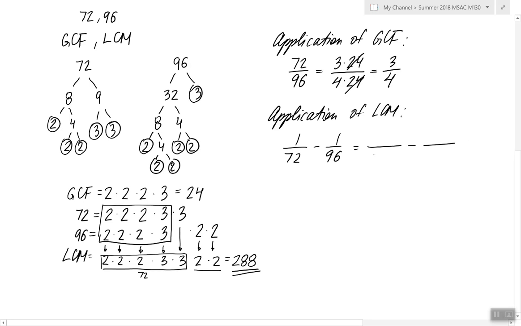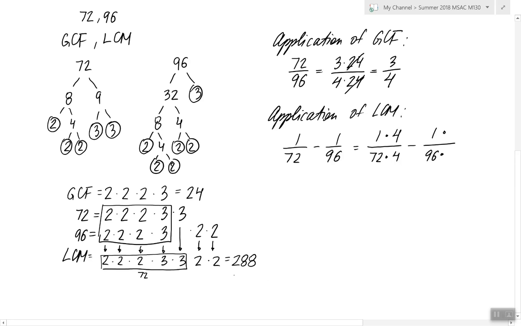So if I want my denominator to be 288, I have to multiply 72 by something and 96 by something to make it 288. So what do I have to multiply 72 by to make it 288? Well, we already know the answer to this question. It's right here. We have to multiply it by 4. So what do I have to multiply 96 by to make it 288? Well, let's look at our LCM.